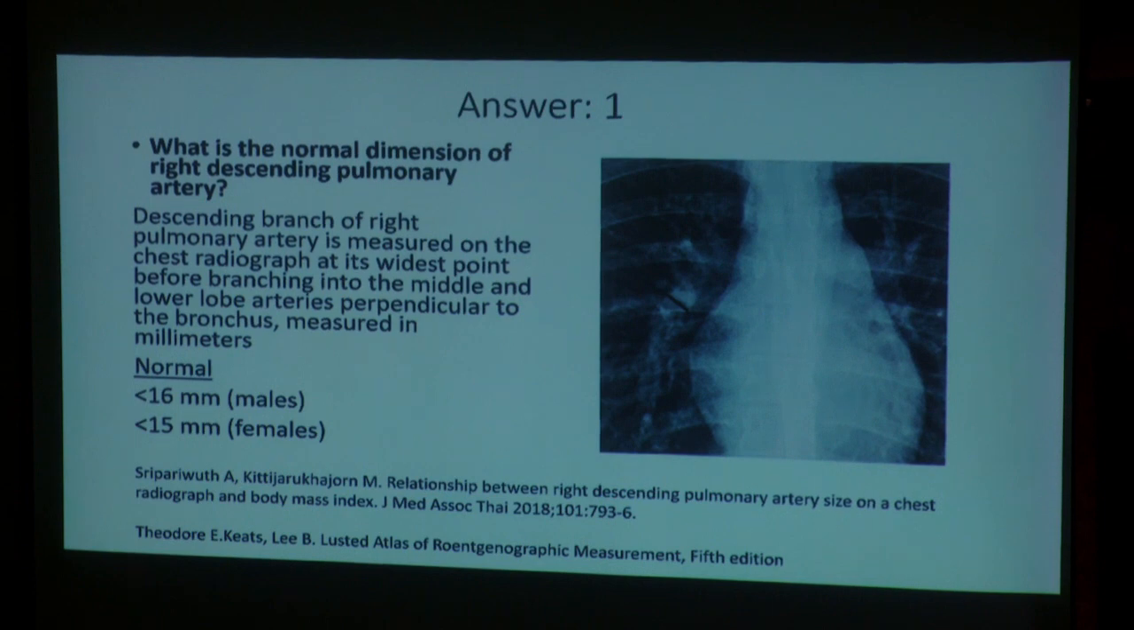Next question, what is the normal dimension of right descending pulmonary artery? Normally the dimension is less than 16 millimeters in males and 15 millimeters in females, and it's measured at the widest point just above the bifurcation of the right descending pulmonary artery into lobar and middle lobar arteries.